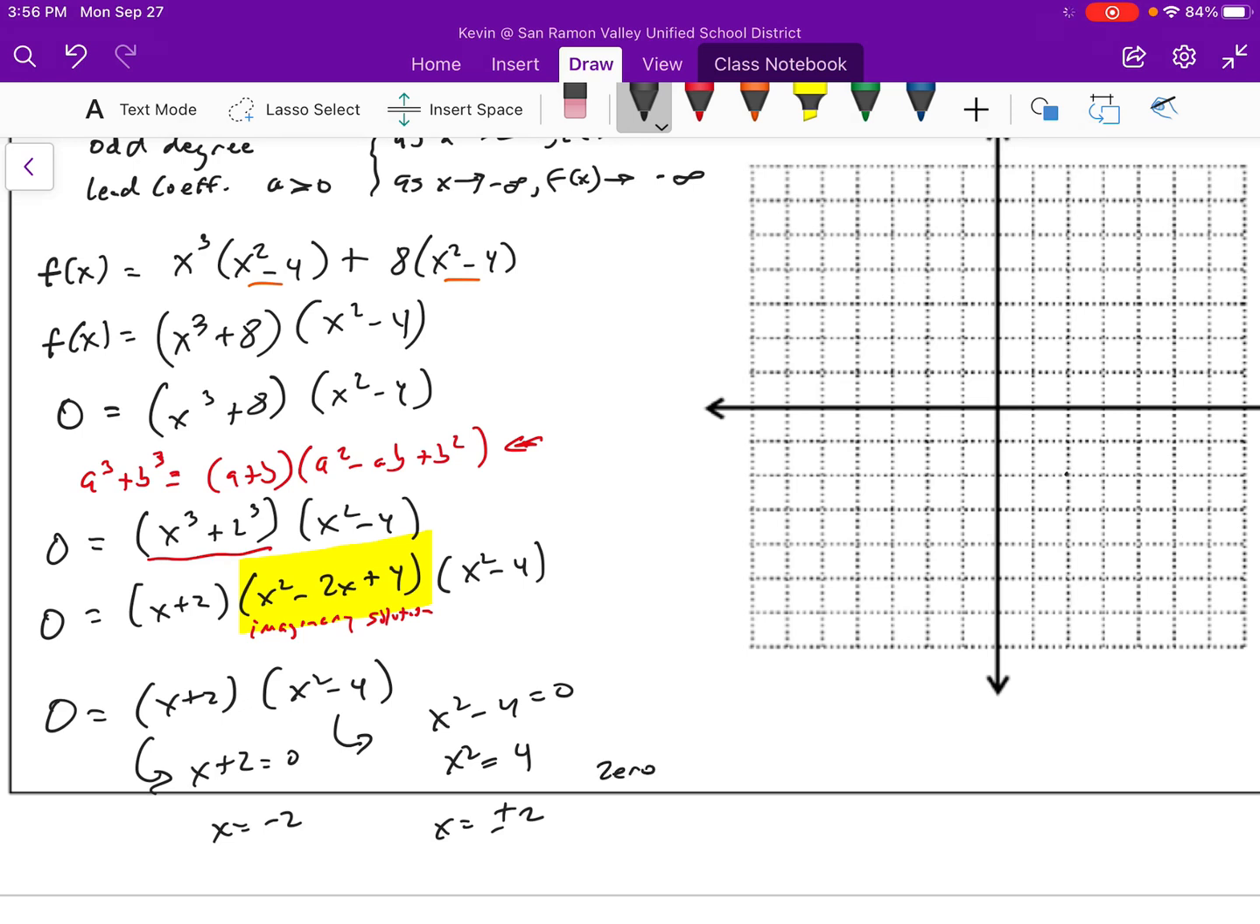So my zeros are going to be negative 2, 0, 2, 0, and I have another negative 2, 0. So technically, this is a multiplicity of 2, right? So negative 2, 0, multiplicity of 2. And then my other one is 2, 0. So let's put those points in here. This is negative 2, 0.